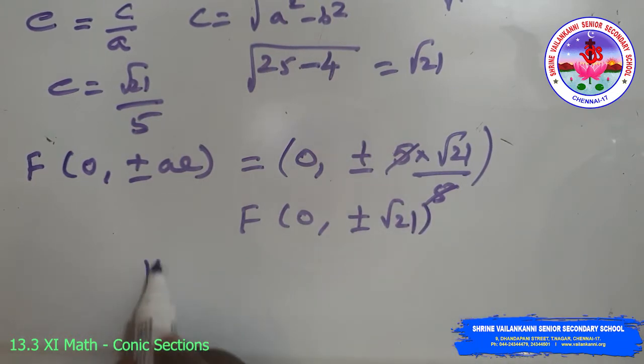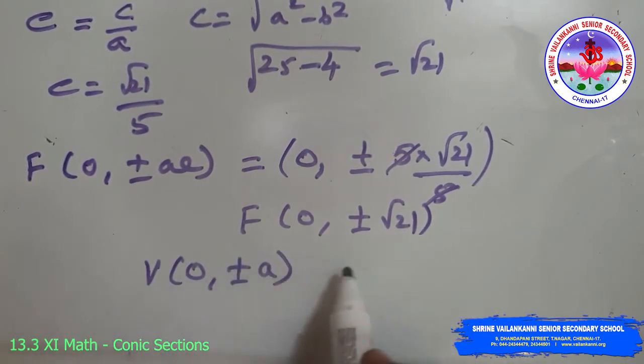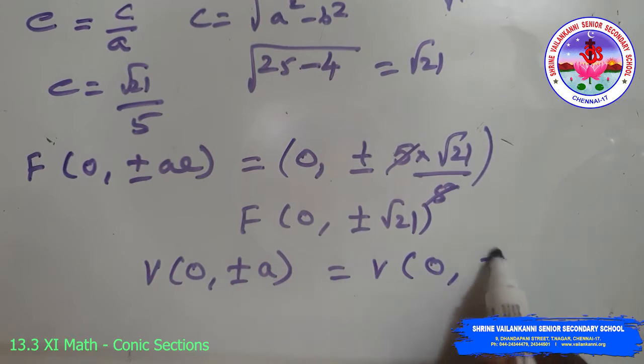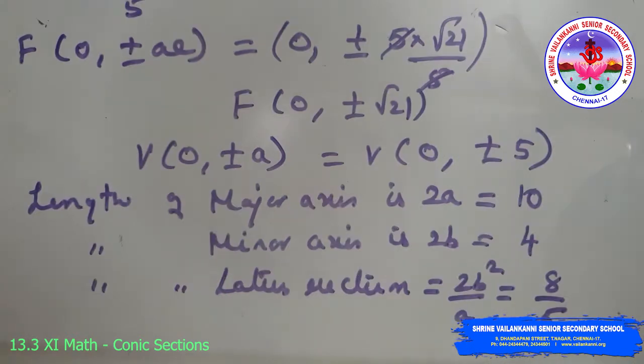And vertices are 0 comma plus or minus a. So vertices are 0 comma plus or minus 5. Length of major axis is 2a, so 2 into 5, 10. Length of minor axis is 2b, so 2 into 2 is 4. And length of the lateral rectum is 2b square by a, so we get 8 by 5.